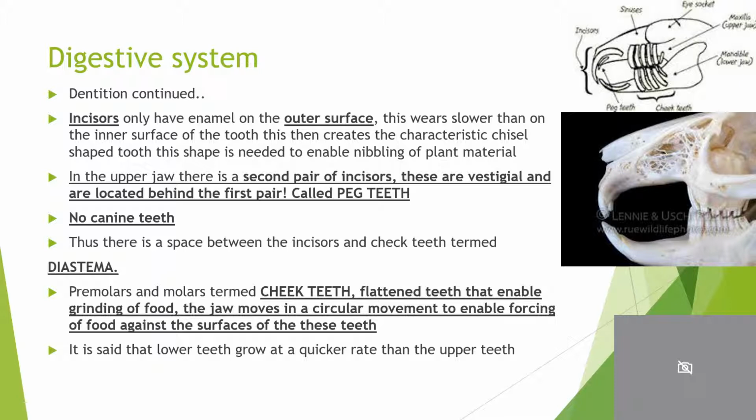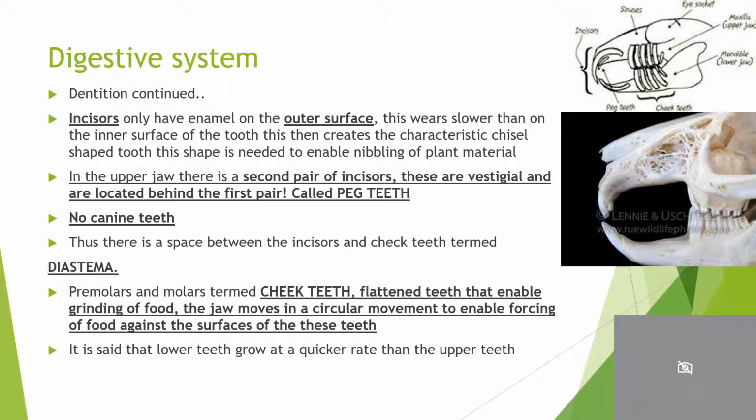Digestive system. Dentition continued. Their incisors only have enamel on the outer surface. This wears slower than on the inner surface of the tooth, and this then creates the characteristic chisel-shaped tooth, and this shape is needed to enable nibbling of plant material. In the upper jaw there is a second pair of incisors, and these are vestigial, i.e. they're a remnant from days gone before, so they are just something that are remaining. We call those peg teeth.